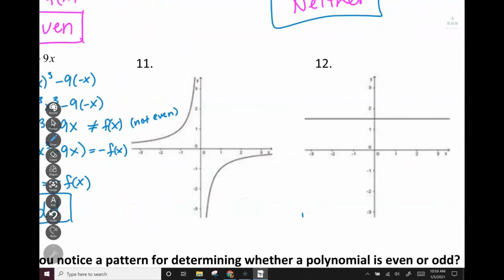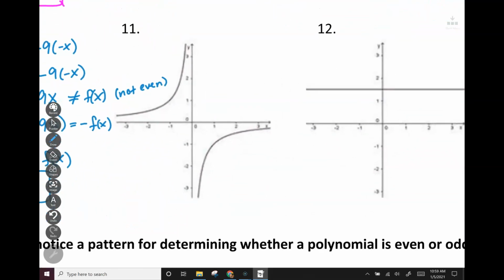Now, let's look at some graphs. Number 11. Remember, for it to be even, it needs to be a reflection across the y-axis. For it to be odd, it needs to be symmetric about the origin. So on number 11, clearly it's not symmetric about the y-axis. We would have to have a piece here, and a piece here, and then it would be symmetric, but then it wouldn't be a function, right? Vertical line test fails.